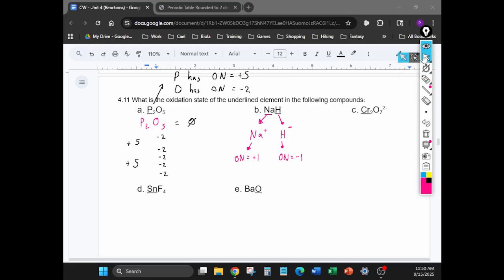So even if you have a compound where none of the elements follow the rules, just look for the most common ion. See if there's an ion in there that you can find, and that's how you can figure out what the oxidation numbers are.